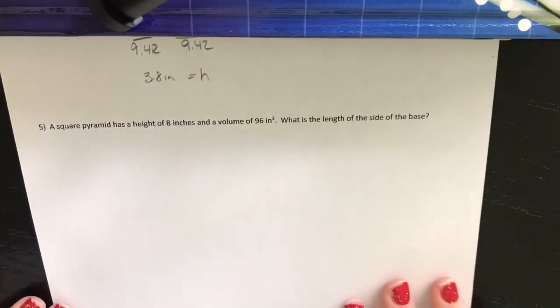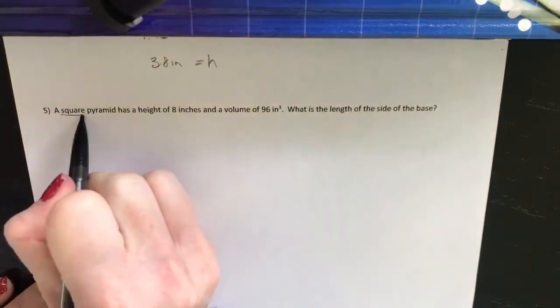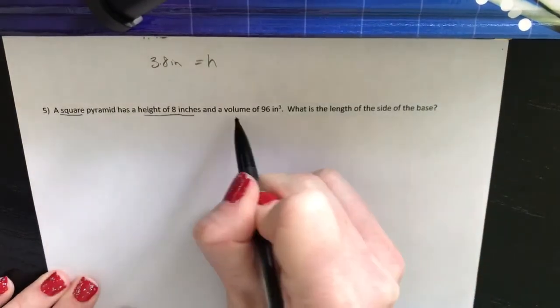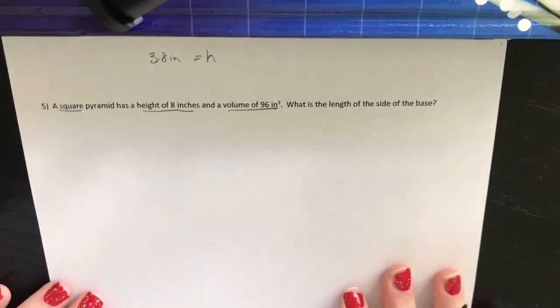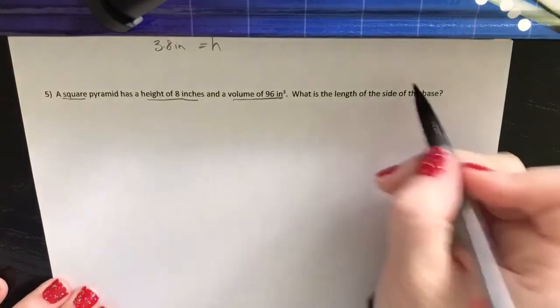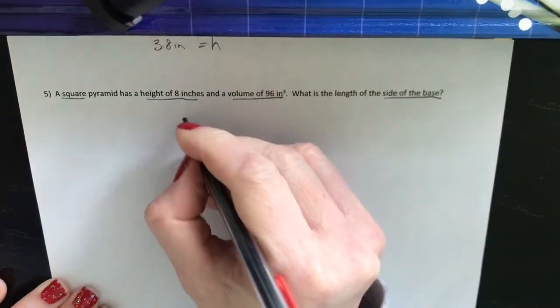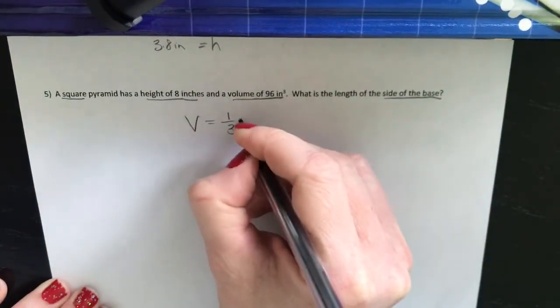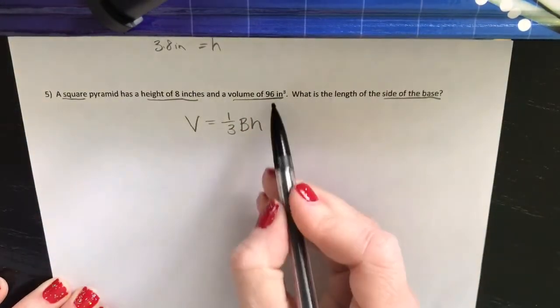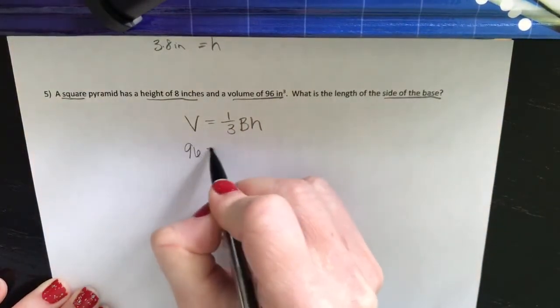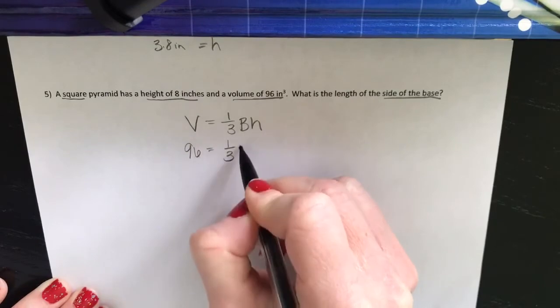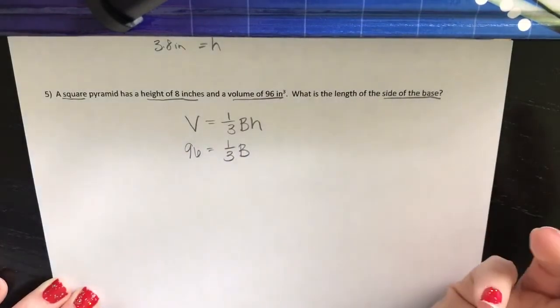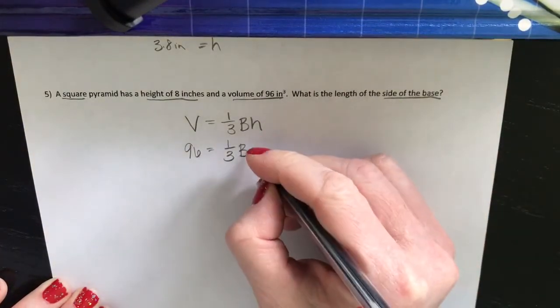Okay, last one. A square pyramid has a height of 8 inches and a volume of 96 inches cubed. What is the length of the side of the base? Okay, so a pyramid is 1/3 BH. They give you the volume of 96. We do not know the capital B because we don't know any of the sides of the base, but then we know the height is 8.